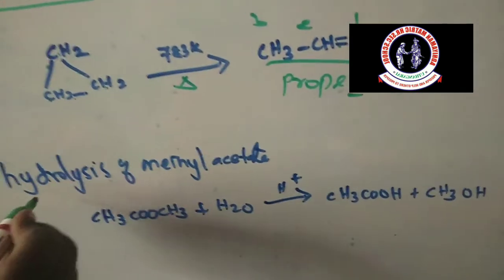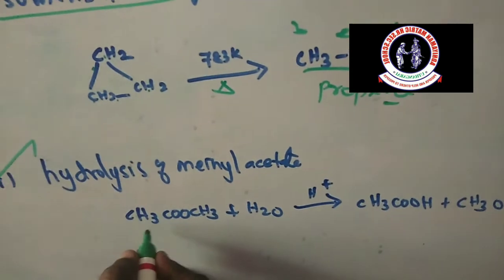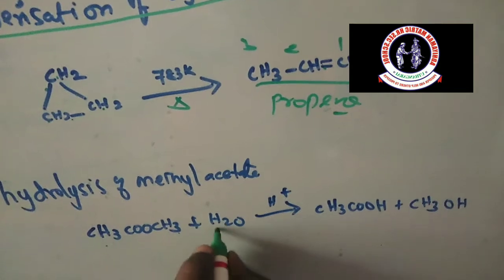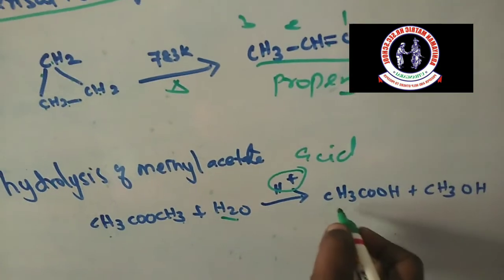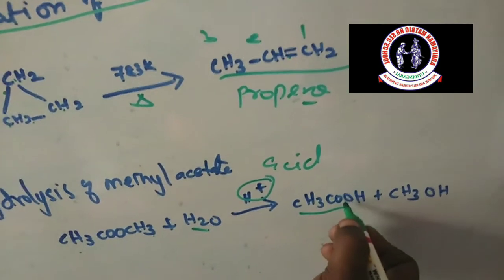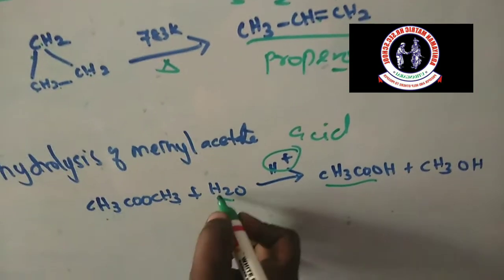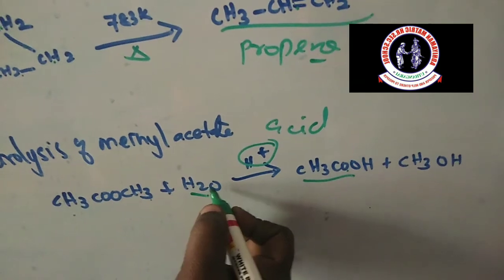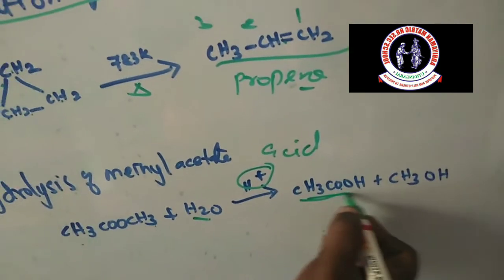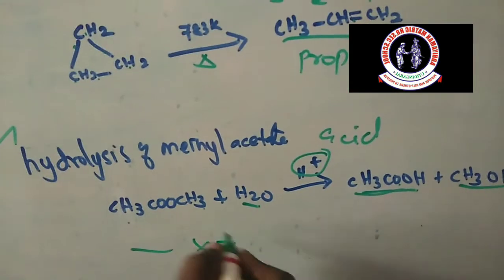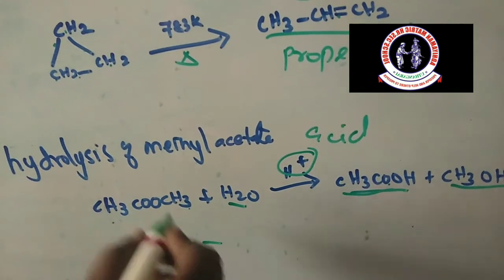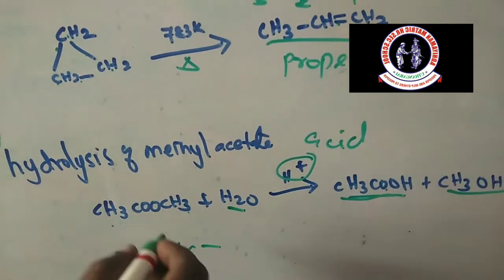And one more example: the hydrolysis of methyl acetate, CH3COOCH3 plus water in the presence of an acid medium. Methyl acetate undergoes a hydrolysis reaction in the presence of an acid medium to form acetic acid and methanol. This reaction is one of the esterification reactions. This reaction is an example of first order kinetics.